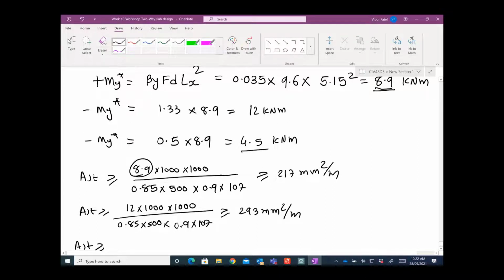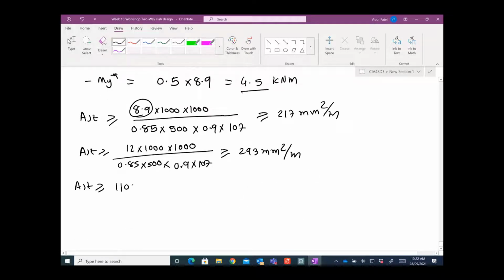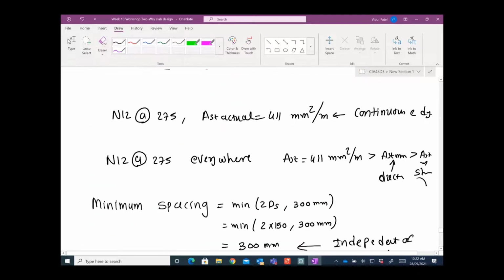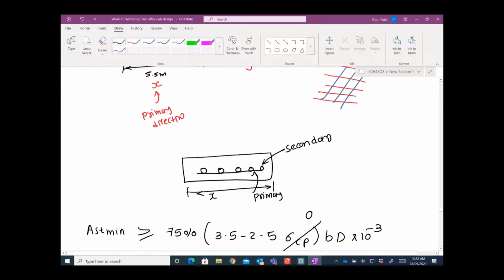4.5, I'm not writing it, divided by 0.85 times by 500 times by 0.9 times by 107. So you have about 110 millimeters square per meter. Now all these need to be checked. Check meaning you remember that our slab should not collapse, and there was a minimum one.